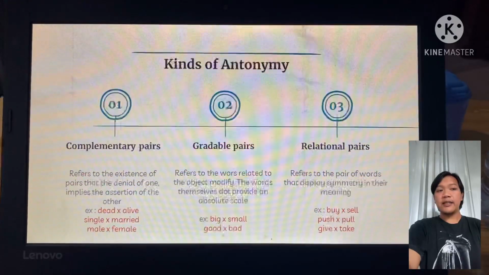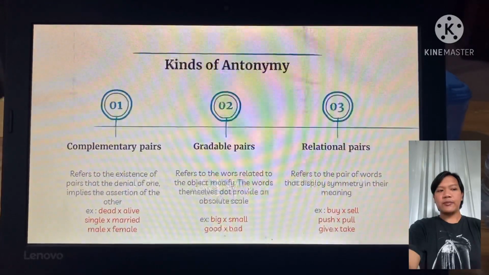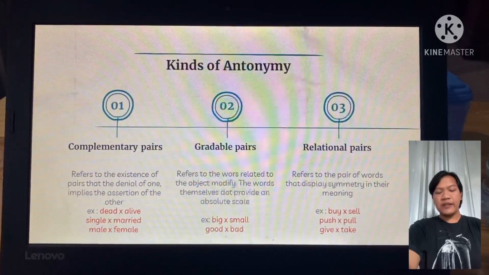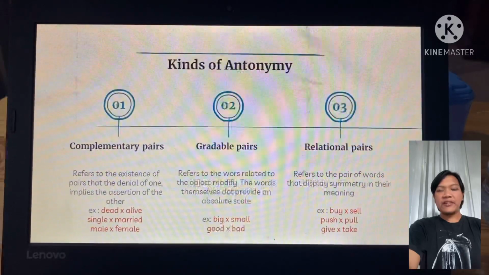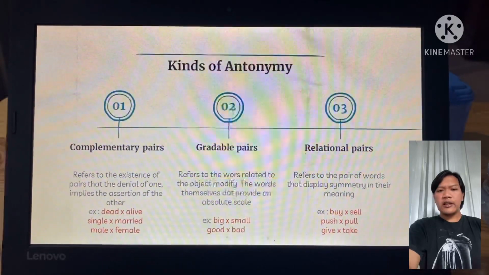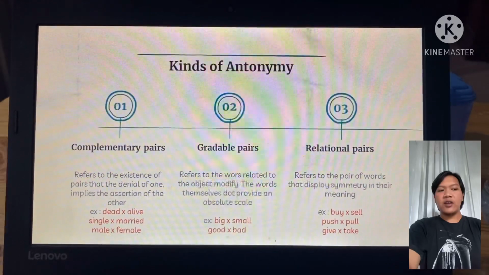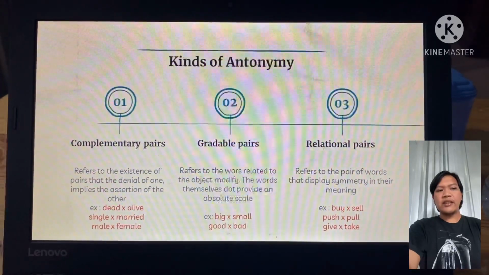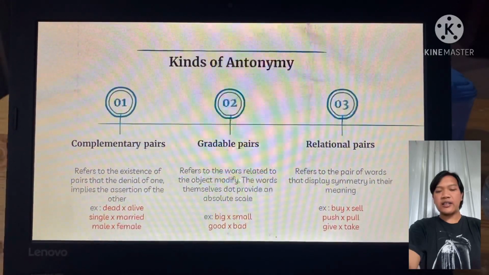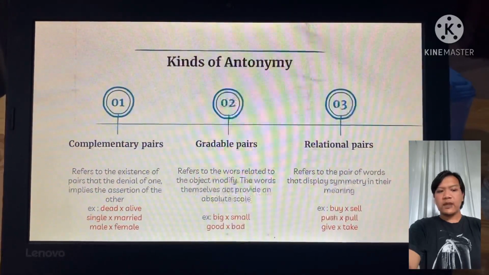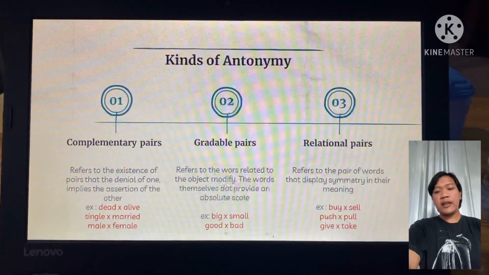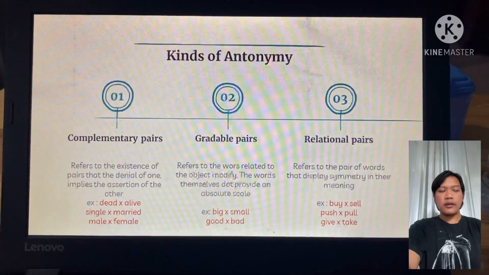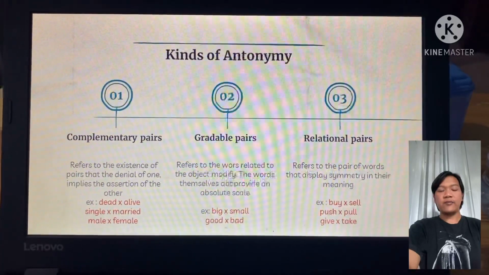The next is kinds of antonyms. They have three parts. The first is complementary pairs. It refers to the existence of pairs where the denial of one implies the assertion of the other. Example: dead and alive, single and married, male and female.